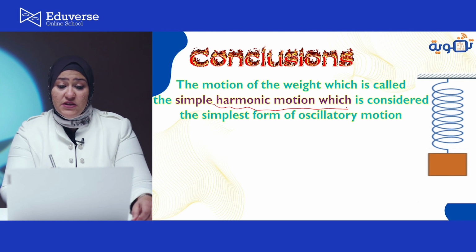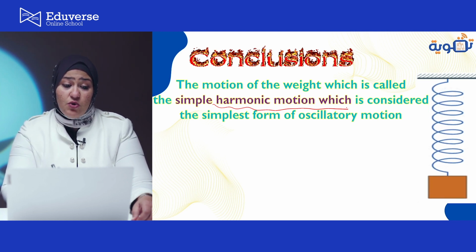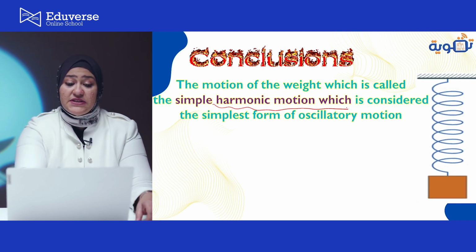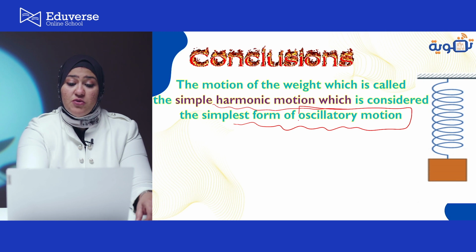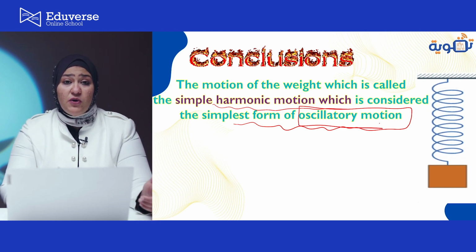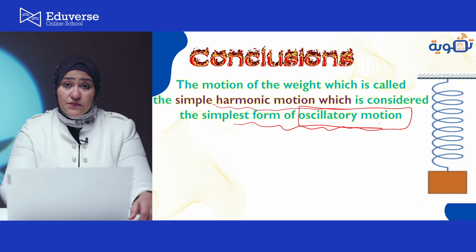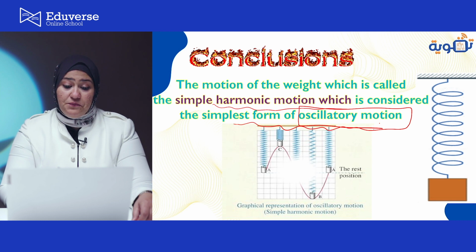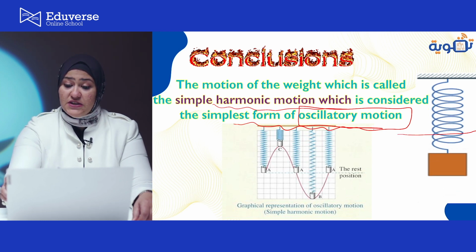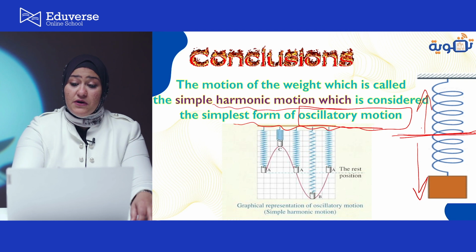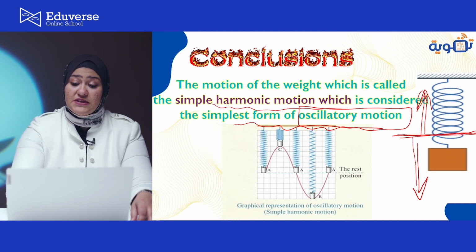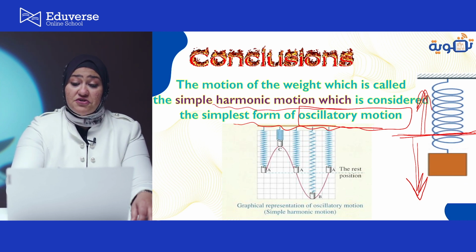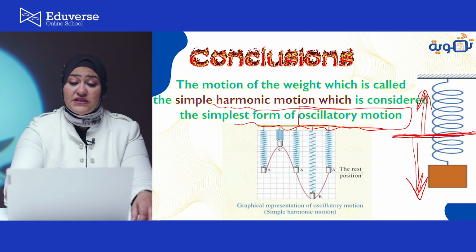We conclude that the motion of the weight, which is called the simple harmonic motion, is considered the simple form of oscillatory motion. So, what is the simple form of oscillatory motion? Great, it is the harmonic motion. Okay, look here: the rest point, the motion of a spring upward and the motion of the spring downward. So, like we said, the velocity increases as it passes the rest point.